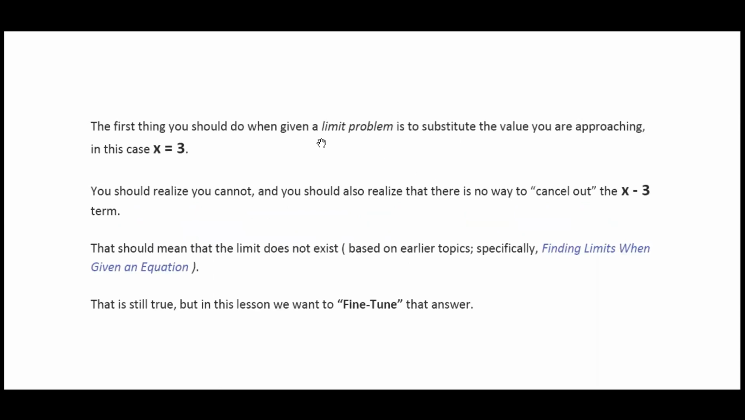Let's look at this function. F of x is equal to 1 over the quantity x minus 3 squared, and we want to find the limit as x approaches 3. Now, in a limit problem, the first thing you do is substitute in the value you're approaching. For us, that's x equals 3. You should realize in this particular problem, you cannot substitute in 3, nor is there a way to cancel out this troublesome term that's giving us the 0 in the denominator, x minus 3.